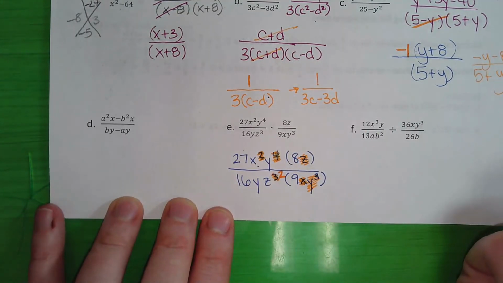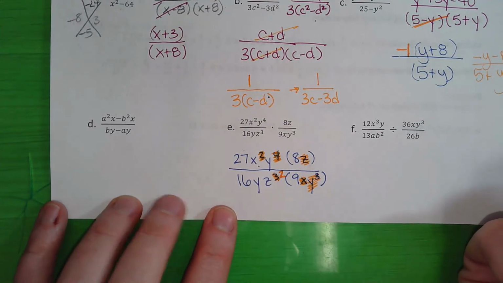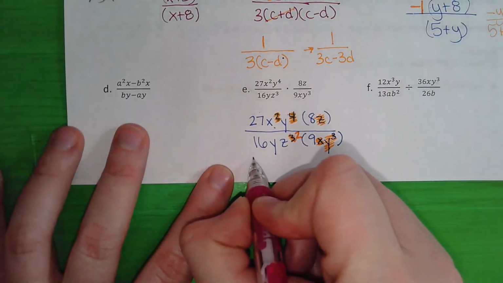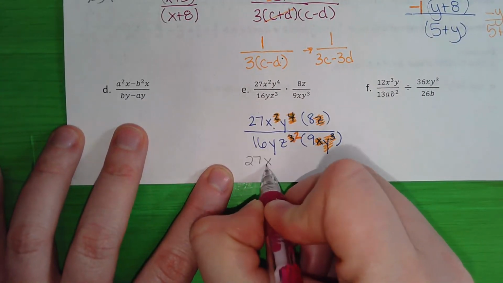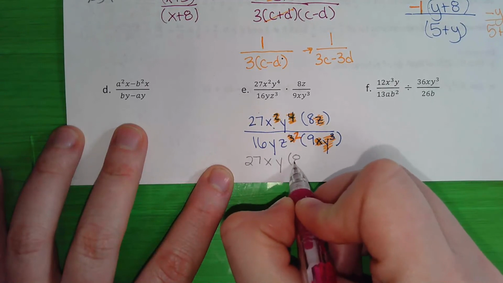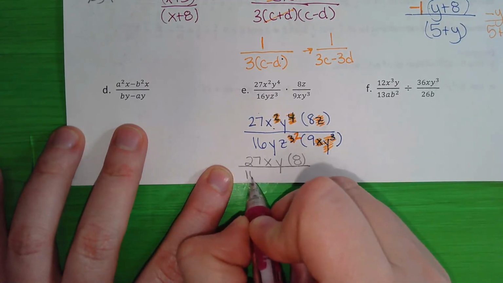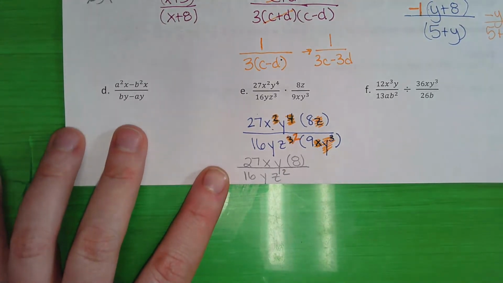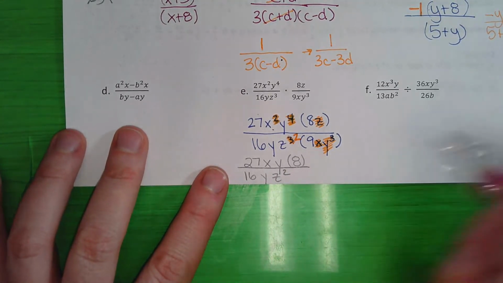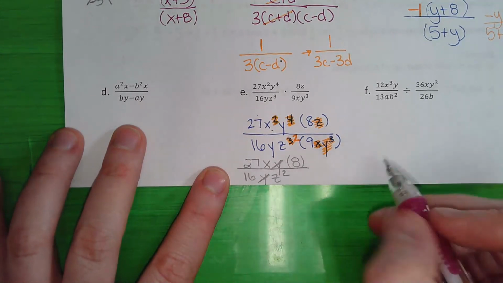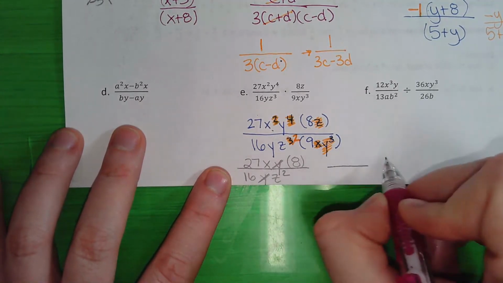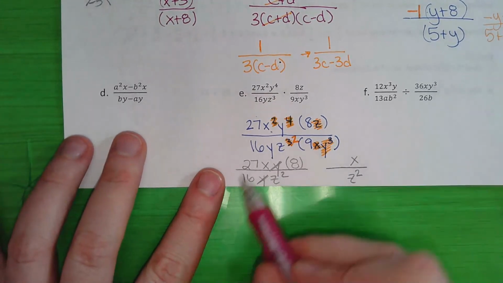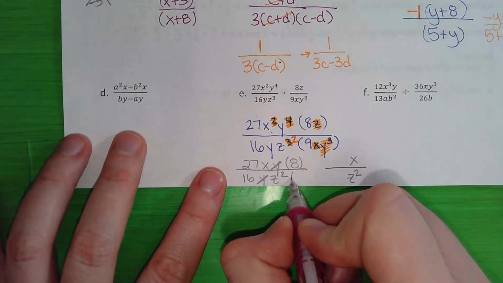Then I'm going to rewrite it to make sure I'm not missing anything. So with that, I'm going to write it down in pencil first. I'm going to have 27x y times 8, all divided by 16y z squared. Now by doing that, I can still see I have a y that I can cancel out. So my final answer, still writing down in pencil, I'm going to have an x and a z squared with the numbers. Oops, I forgot my 9.